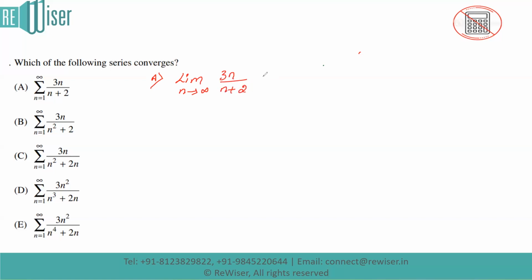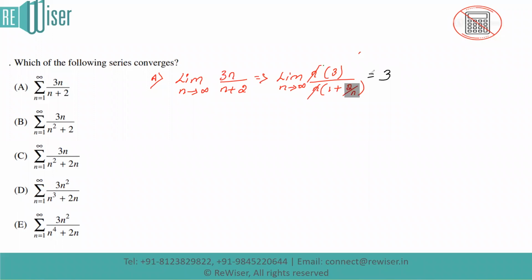I can take n common out of both the numerator and the denominator. So I'll get the limit as n tends to infinity; taking n common out in the numerator, I'll just get 3, and in the denominator, I'll get 1 plus 2 over n. So n and n get cancelled out. Of course, we can also apply L'Hopital's rule. Now 3 over 1 plus 2 over n: applying infinity, 2 over infinity, any number over infinity would be 0. And this is basically 3.